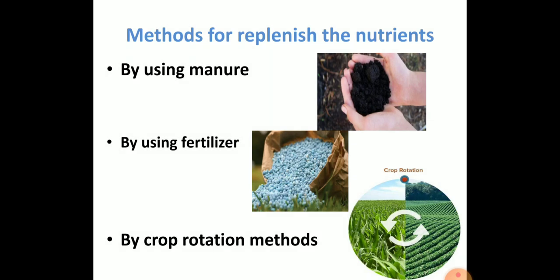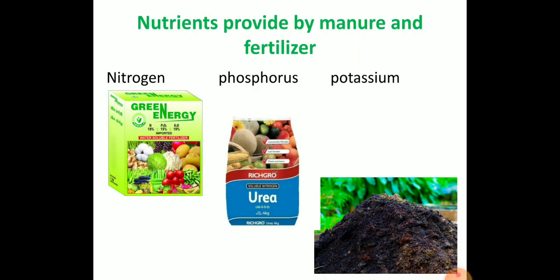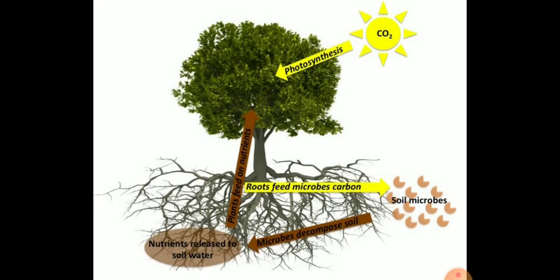Farmers add manures or fertilizers to the soil to replenish the nutrients. This is done by one or more of the following methods: by using manures, by using fertilizers, and by the crop rotation method. The nutrients provided by manures and fertilizers are nitrogen, phosphorus, and potassium, which are also contained in the soil. Some nutrients are obtained from nature, such as carbon, which is obtained in the form of carbon dioxide.